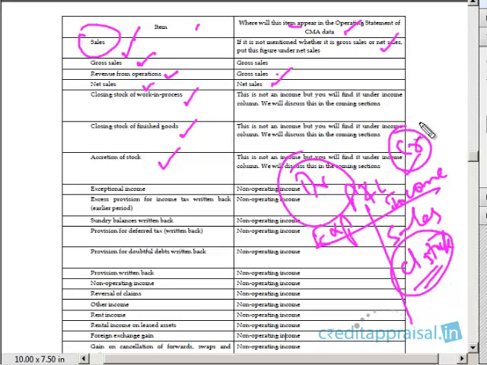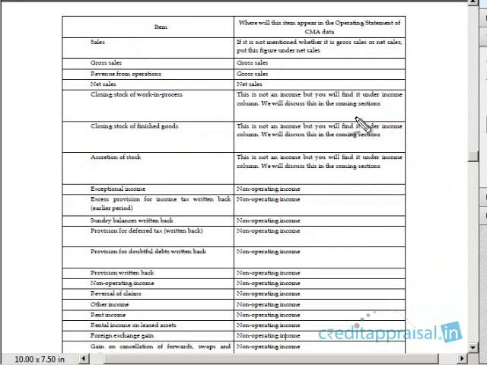So you're going to find under the credit side an item called closing stock of work in progress, closing stock of finished goods, accretion of stock. Whenever you find these items, please note that this is not an actual income item, but it's correct to place them under the credit head, as you're going to see in a later chapter. For the moment, we are not going to discuss this. We are going to discuss it in the coming sections, at the appropriate time. Please note that though it appears under the income column, it's actually not an income, it's an adjustment, which you're going to do later.